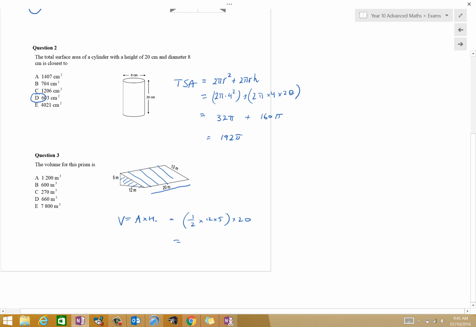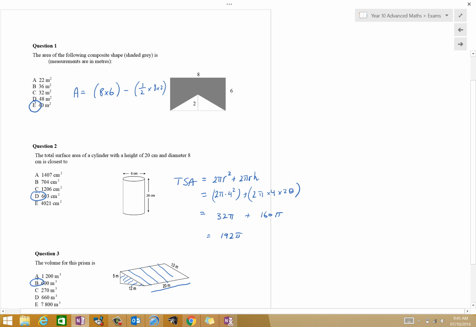Now a half of 12 is 6. 6 times 5 is 30. 30 times that is 600. Is that the answer? 600.